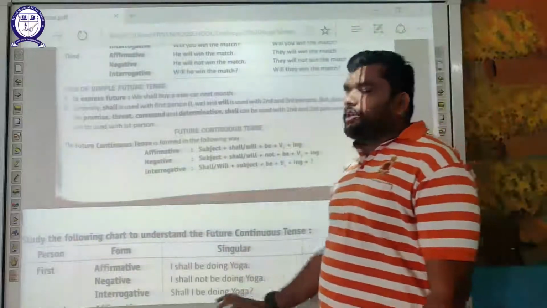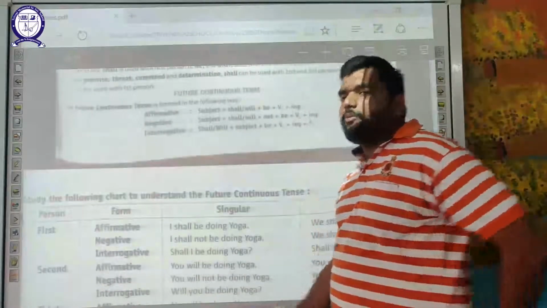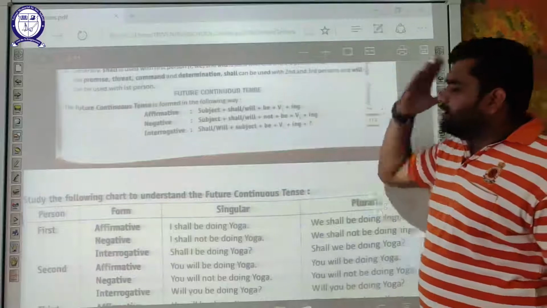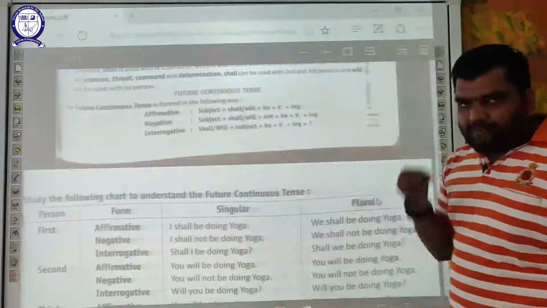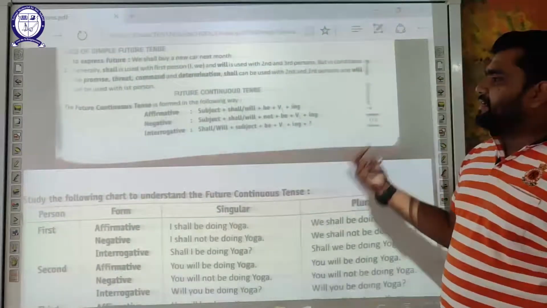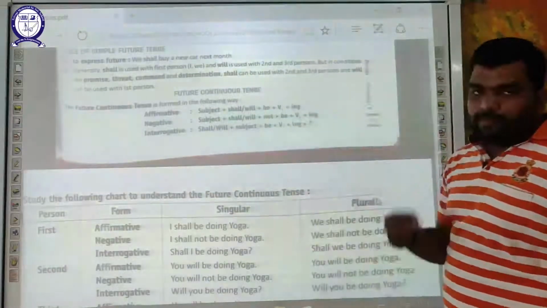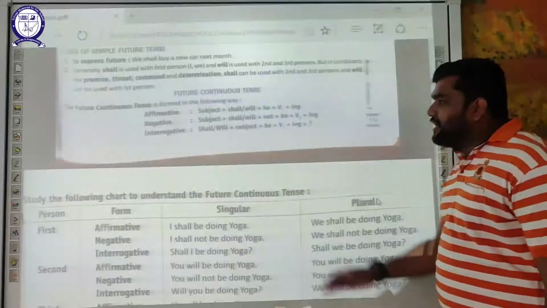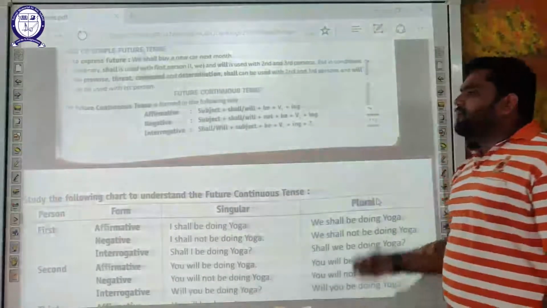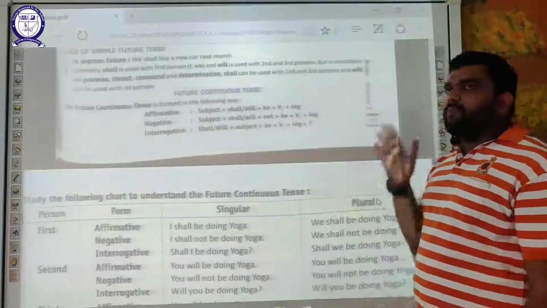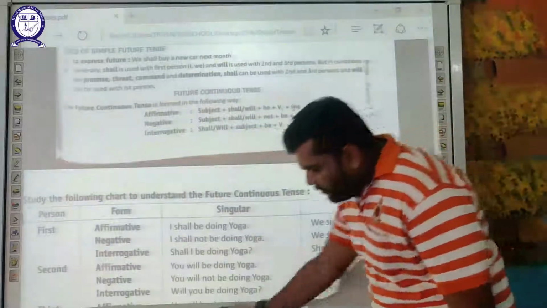Moving on to future continuous: subject plus will/shall plus be plus first form plus ing. Negative: subject plus will/shall plus not plus be plus first form plus ing. Interrogative: helping verb, that is will/shall, plus subject plus be plus first form plus ing.